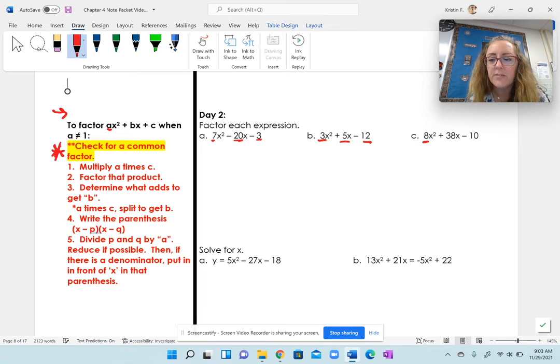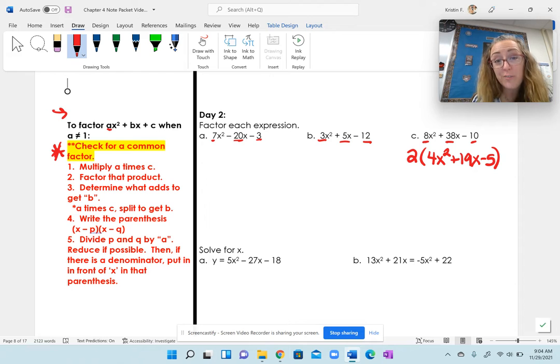We have an 8 for the A value, 38 for B, and 10 for C. Out of all three of those coefficients, they have a common factor. We could factor 2 out of all three of those numbers. What that allows you to do is keep that in your final answer, which you'd need, but then it doesn't mess with you when we do the A times C step. So watch this. If we factor a 2 out of all three of those coefficients, the 8x squared would factor down to 4x squared, the 38x would factor to 19x, and the 10 would become minus 5. Keeping that 2 out in front helps us keep it in our final answer.